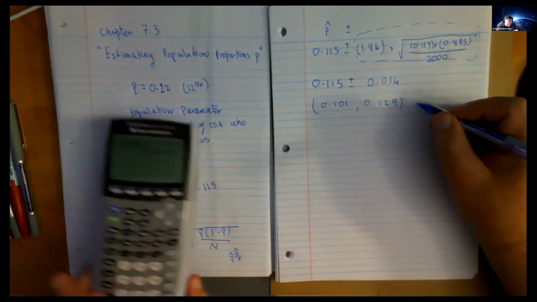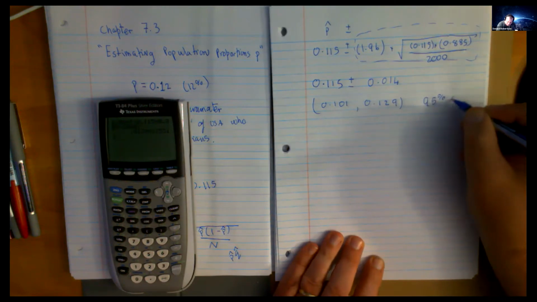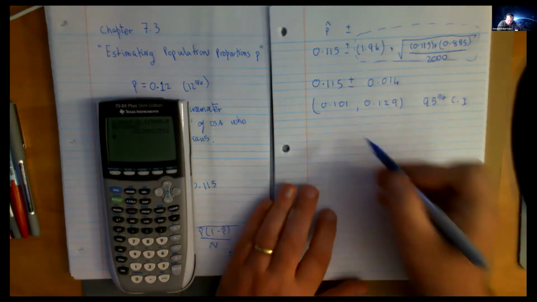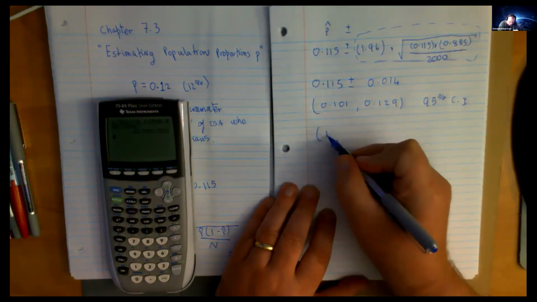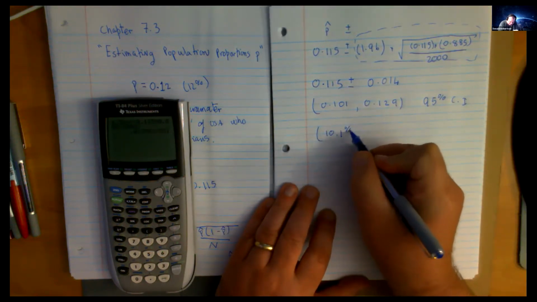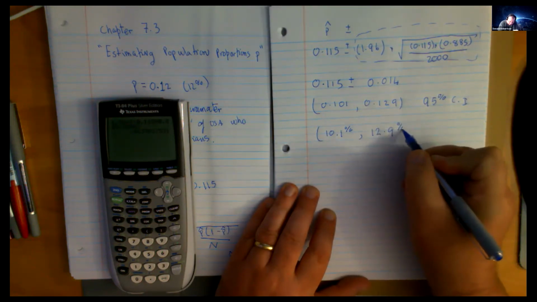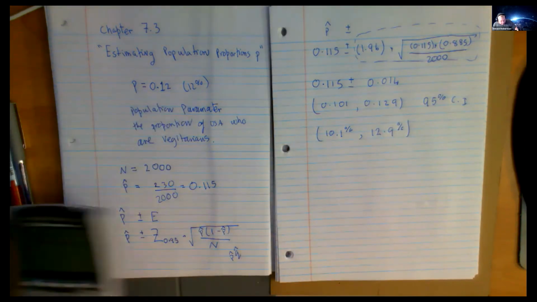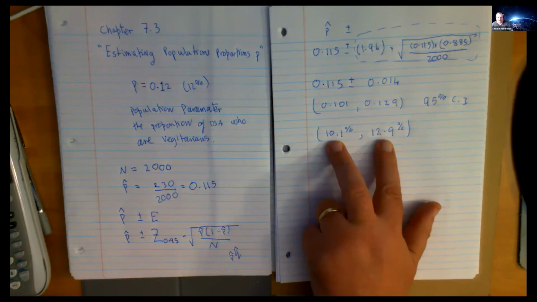This here is your 95% confidence interval for the proportion. Decimals are fine, and that's probably what you're going to have to do in your homework. To me, I just see things better when I see percentages. Now, can you see that in this particular example, we're estimating that the percentage of Americans who are vegetarians is going to be somewhere between 10.1 and 12.9?